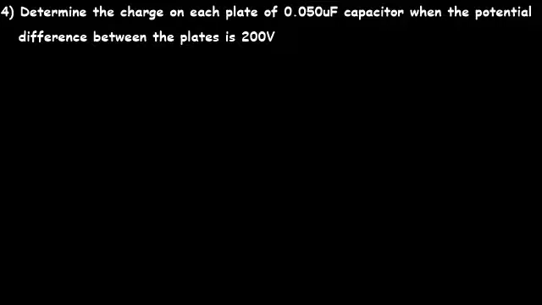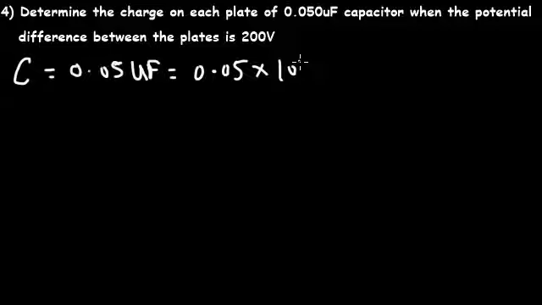Determine the charge on each plate of a 0.050 microfarad capacitor when the potential difference between the plates is 200 volts. We have the capacitance C to be 0.05. It's a microfarad. So we need to have it in farad. Therefore, we need to multiply the 0.05 with 10 to the power of negative 6.